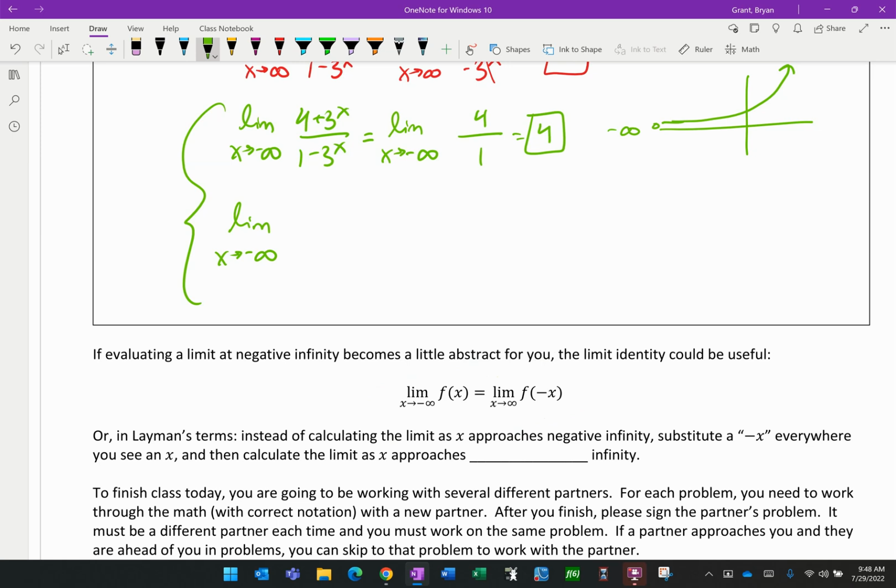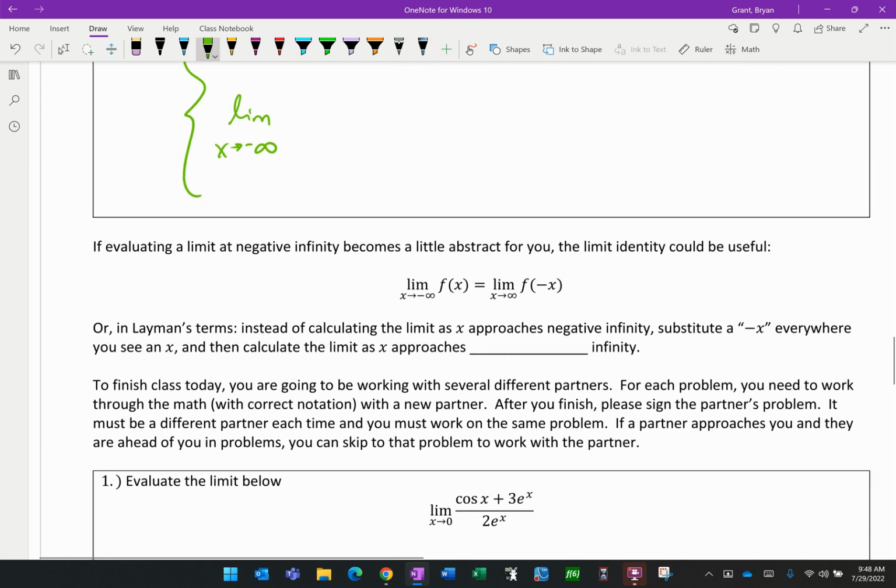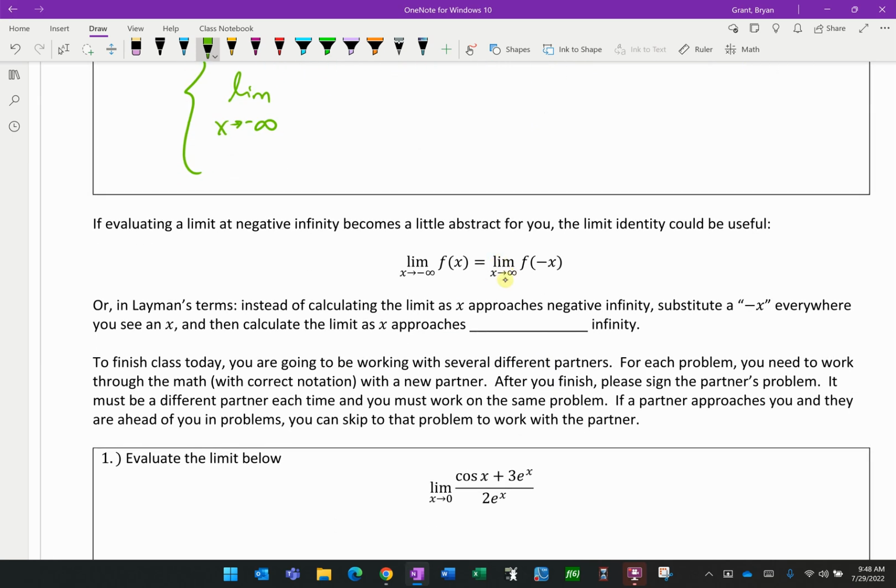And that's the identity that the limit as x approaches negative infinity of f of x is the same value as the limit as x approaches positive infinity of f of negative x for that function. So in regular person terms, instead of calculating the limit as x approaches negative infinity, substitute in a negative x everywhere you see an x, and then calculate the limit as x approaches positive infinity. Let's go ahead and try that.